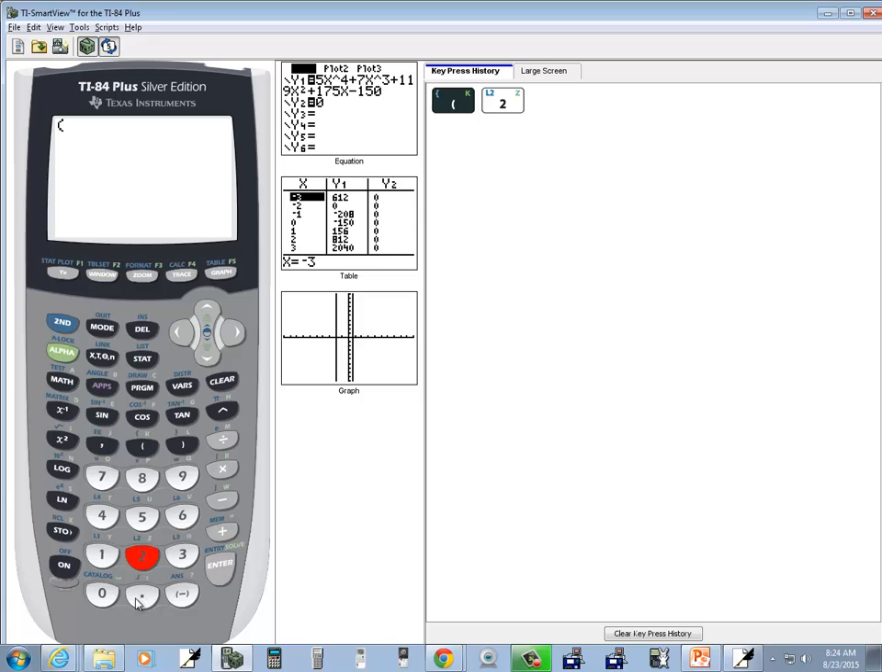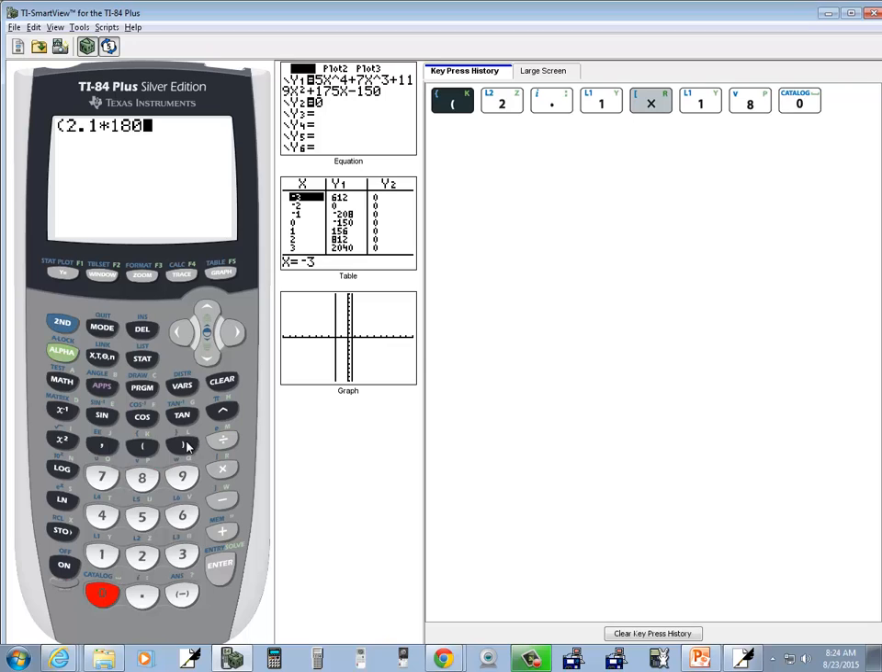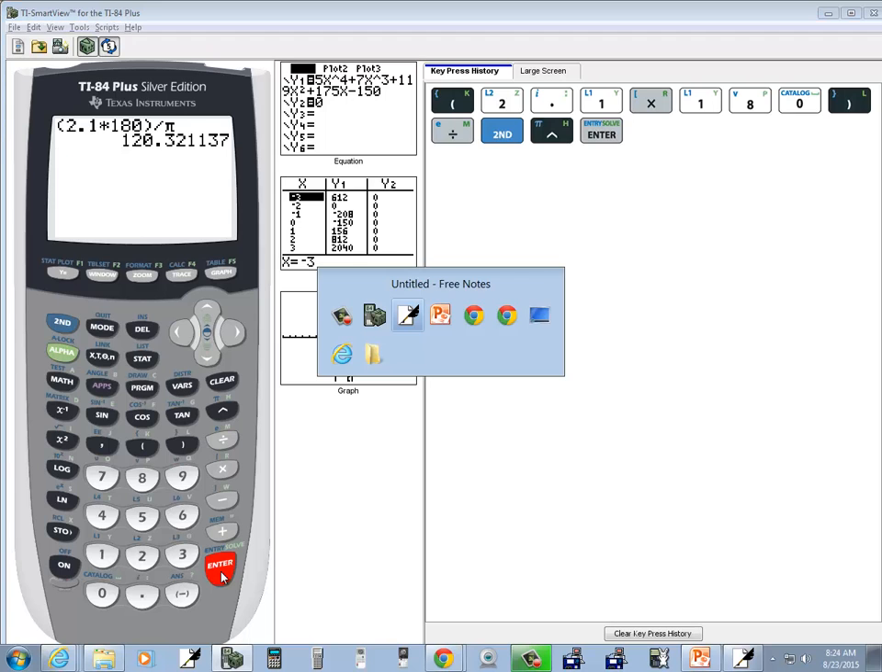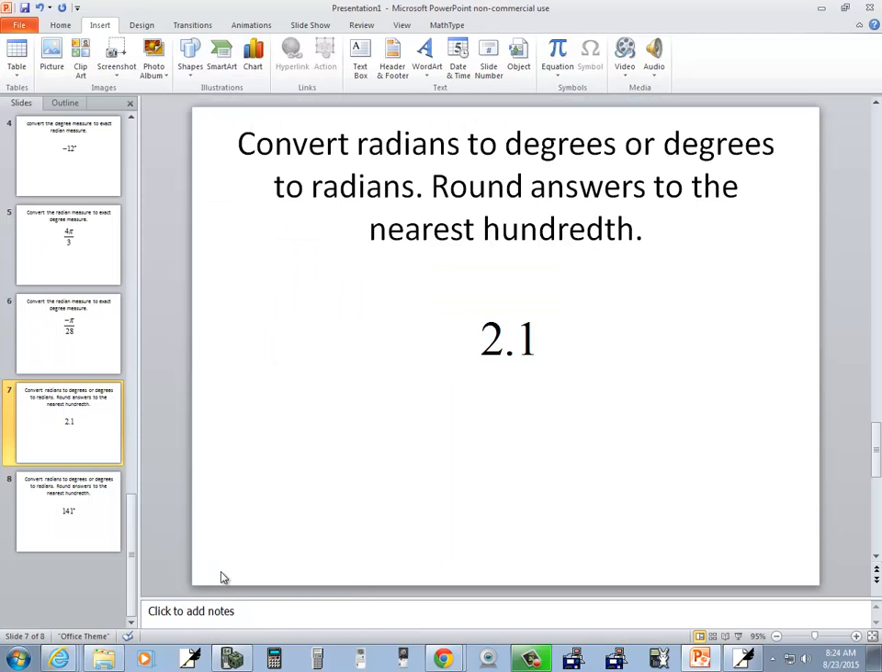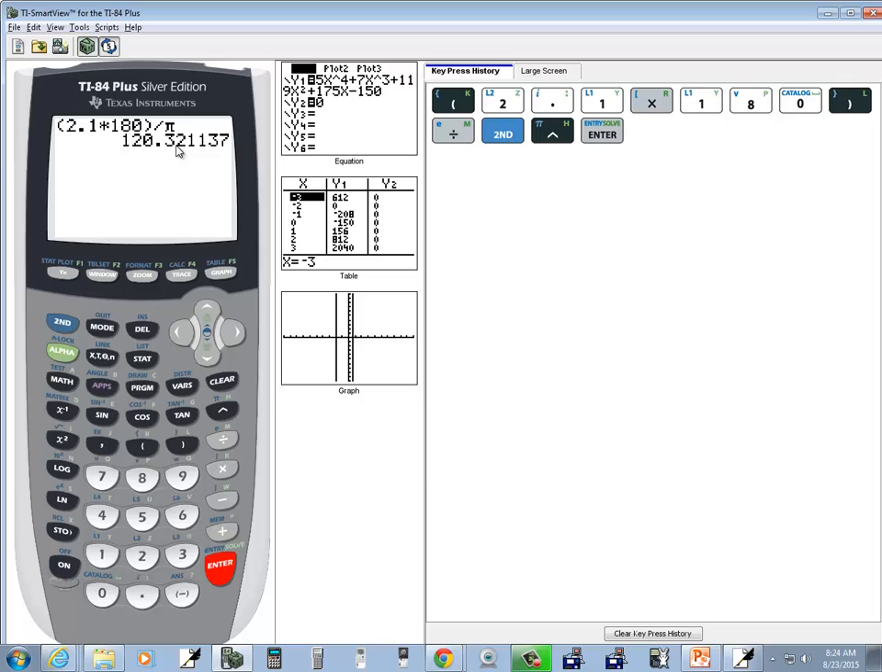So we got 2.1 times 180, and I got parentheses around it, divided by pi. So I'll do second caret, and then press enter. Now it said round to the hundredth. Hundredth is 2 decimal places, so this will be 120.32.